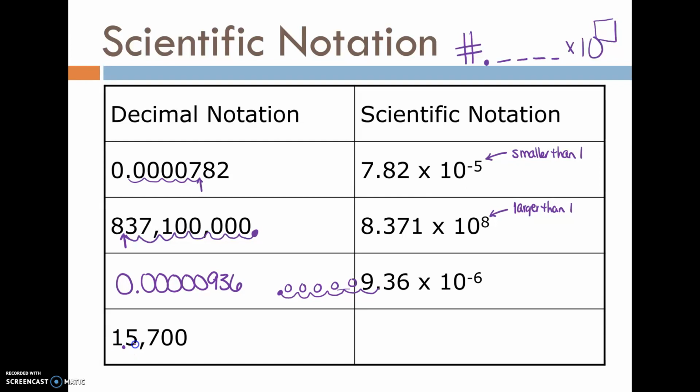Then here, we want the decimal point to be 1.57. 1, 2, 3, 4 places, so times 10 to the 4th.